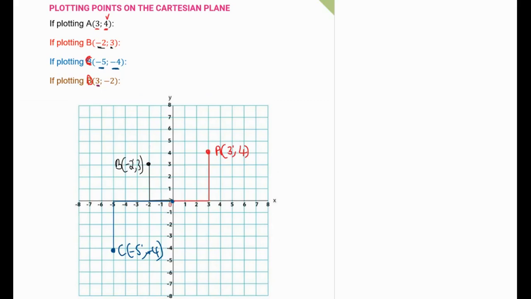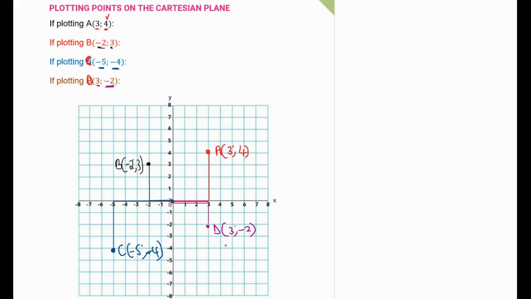And then the last point will be D. The x coordinate is 3. So we start from the origin, +3, we are going to the right: 1, 2, 3. So it's here. And then y is -2. We go 2 units downwards: 1, 2. Yeah, we're here. So these are the coordinates of D. D is 3, -2. So that's how we plot points on the Cartesian plane.